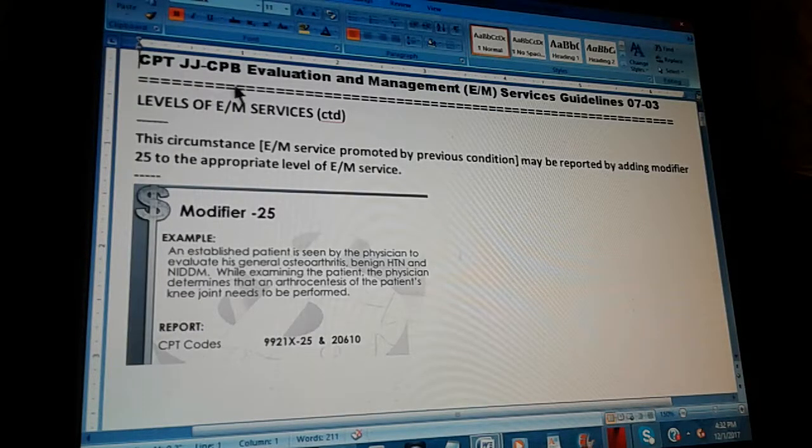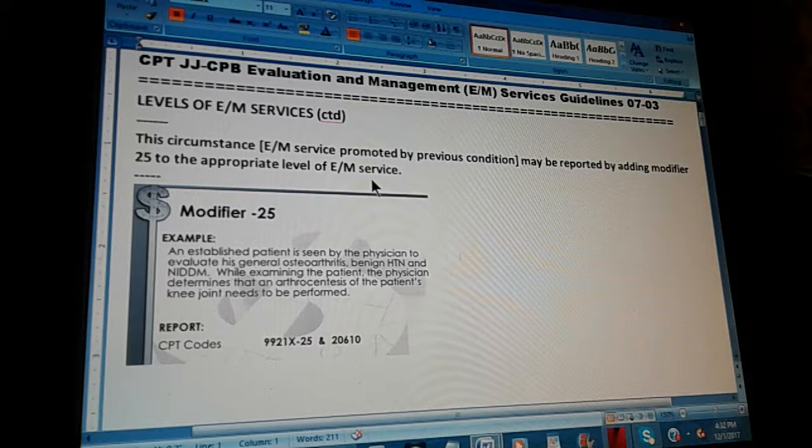CPT JJ-CPV Evaluation and Management, E&M Services and Guidelines. This is Chapter 7, Part 3. Okay, levels of E&M services, and it reads like this: this circumstance, which means E&M service promoted. Evaluation and management service promoted by a previous condition may be reported by adding modifier 25 to the appropriate level of E&M service.